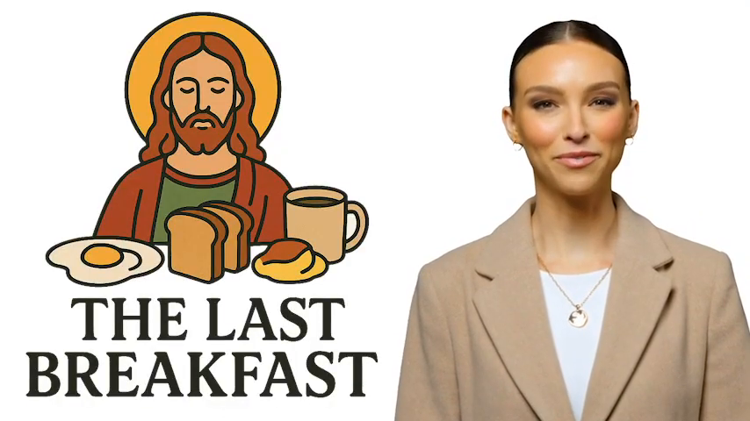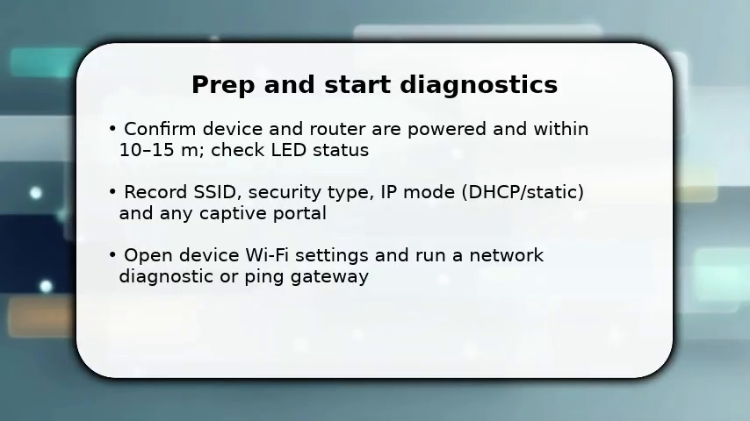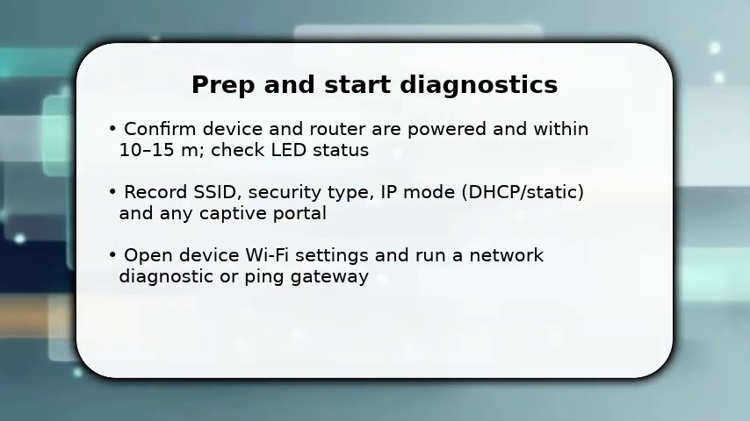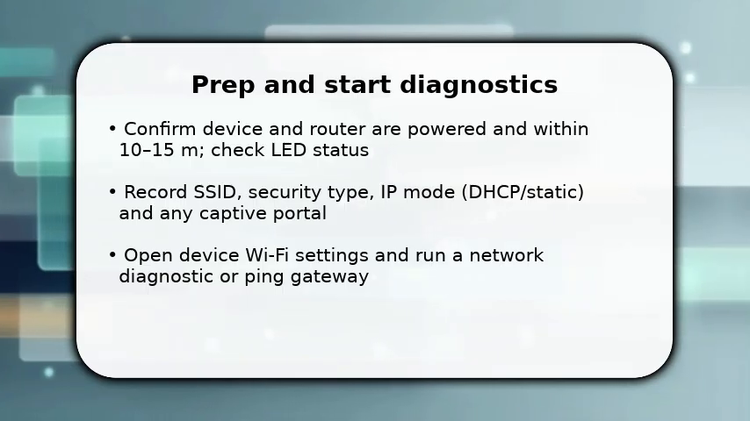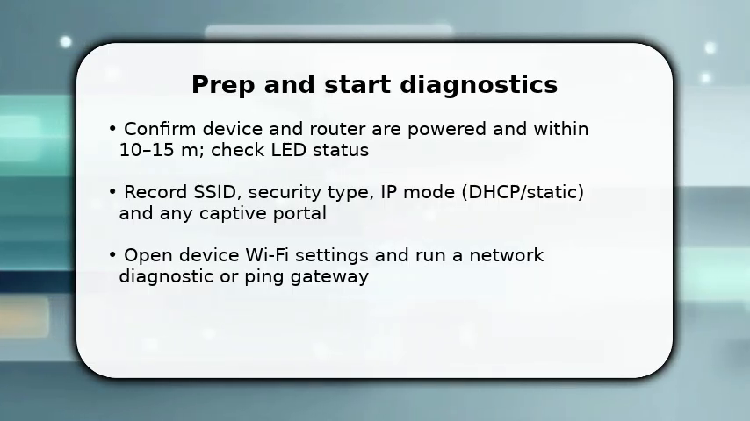Please enjoy the video. You begin by verifying the basics while acting fast. Power both device and router. Note the SSID and whether the network uses WPA2, WPA3, or an open captive portal. This matters because security type changes how you authenticate.